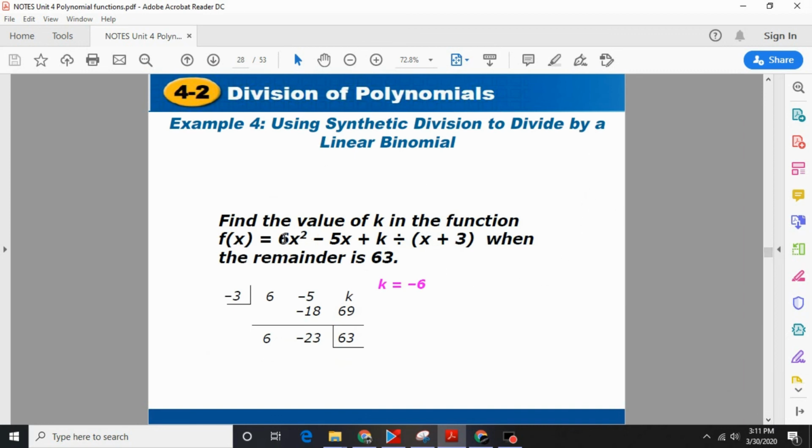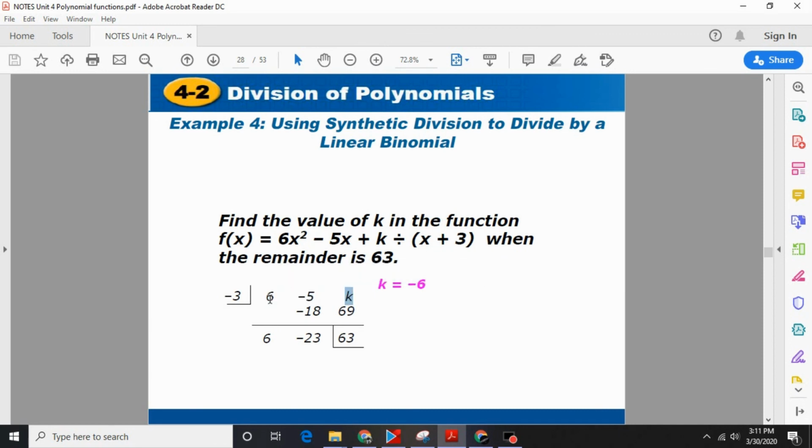Finding a missing term. So now we have an unknown constant in this case, and I want to know, what does k have to be such that my remainder is 63 when I'm dividing by the linear binomial x plus 3? Set x plus 3 equal to 0, you get that your a value is a negative 3. Go ahead and plug in your coefficients: 6, minus 5, and k.